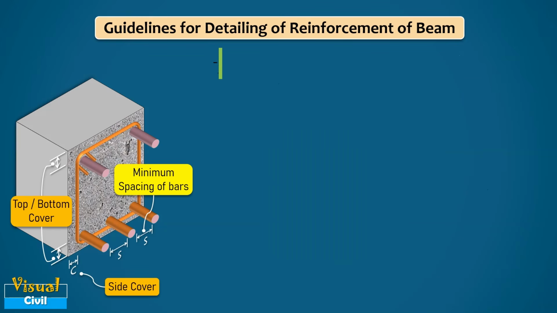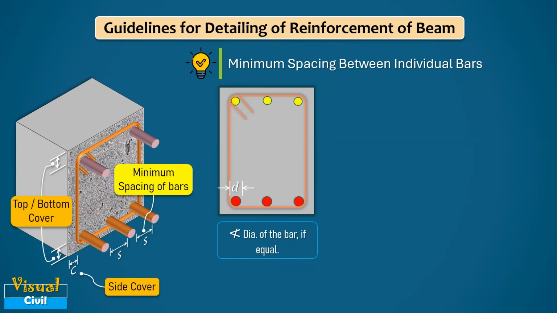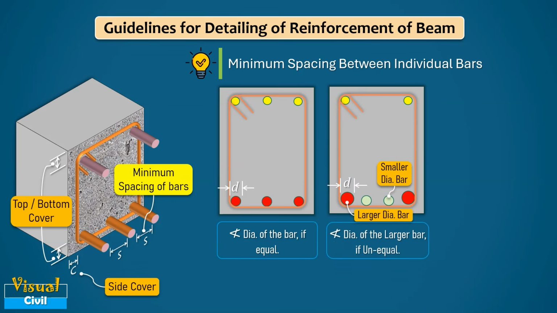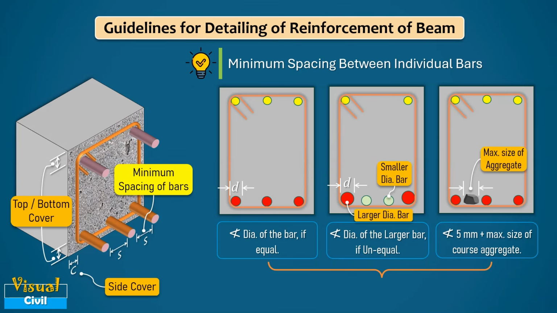Now, let us move to the minimum spacing between individual bars. SP34 gives the various guidelines for the minimum spacing between individual bars. The horizontal spacing between two parallel bars shall be usually not less than the diameter of the bar if the diameters are equal, or diameter of the larger bar if the diameters are unequal, and 5 mm more than the nominal maximum size of coarse aggregate.